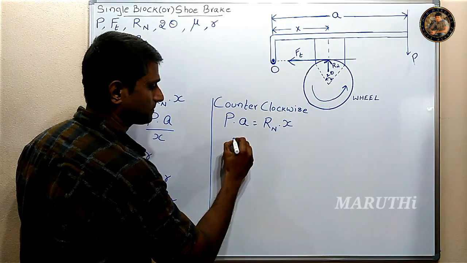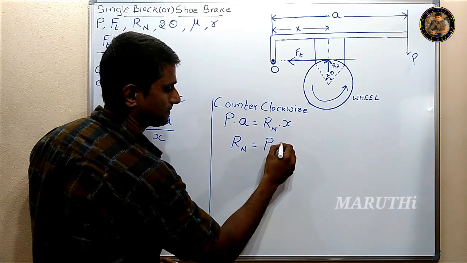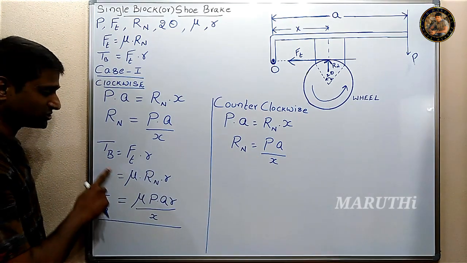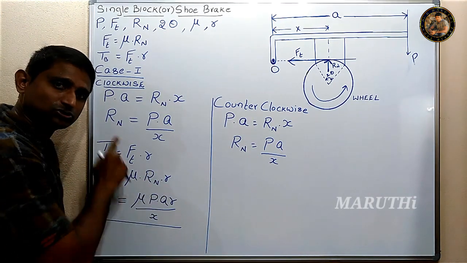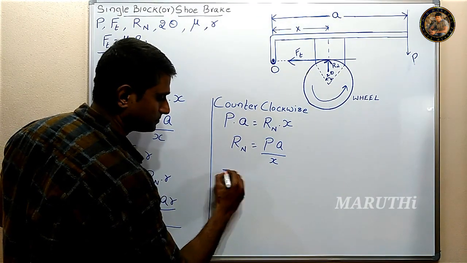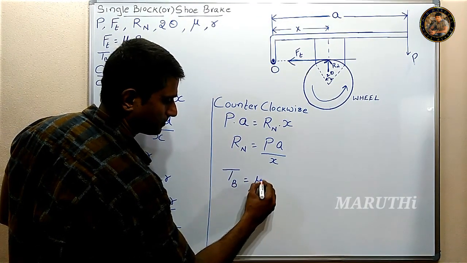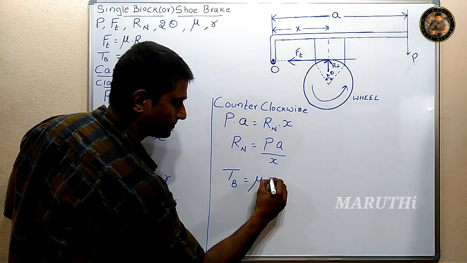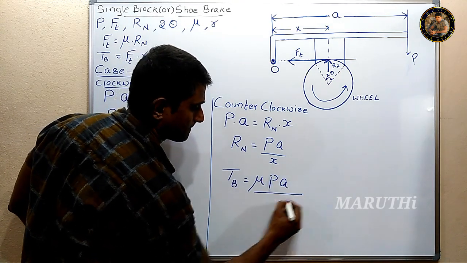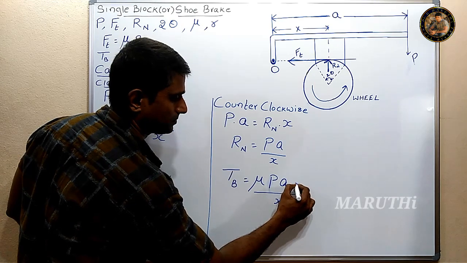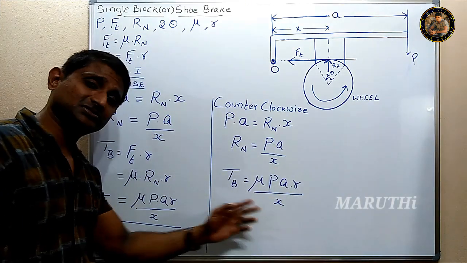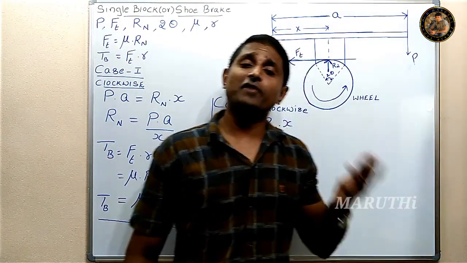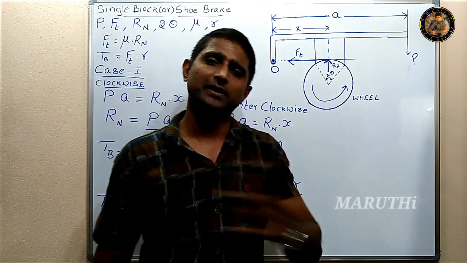X. So from this, X. So if you take this one, here braking torque is equal to mu Rn R. So substituting this Rn here, the braking torque equals to mu Rn. So this Rn you substitute here. So looking at these two formulas, in the first case, either brake drum rotates in clockwise or counterclockwise, finally, the braking torque is same. There is no change in the braking torque.